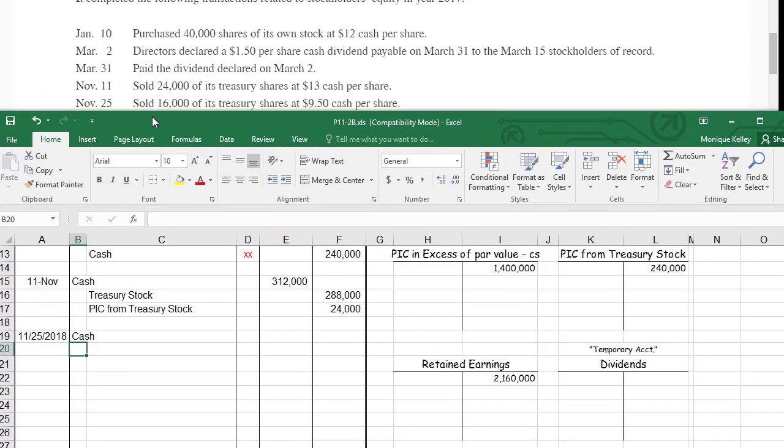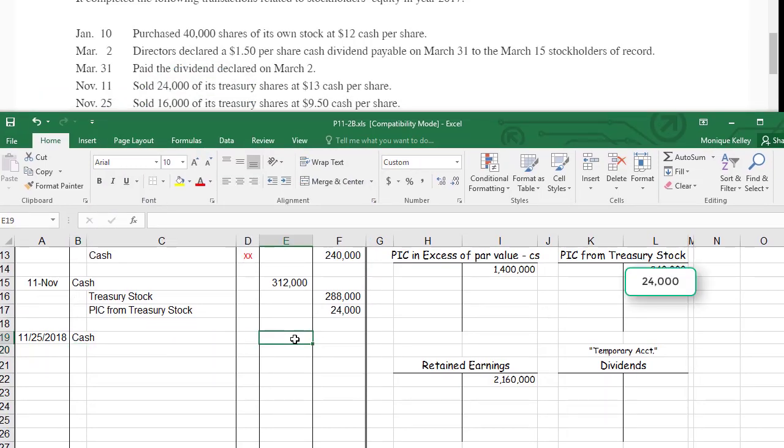And so that you can see what our problem says, we're going to take the $9.50 and then multiply that by the 16,000. And that's how much cash we're going to get. But keep in mind that the treasury stock originally cost us $12. So we're going to have to take the 16,000 and multiply it by the cost that we originally purchased it at. And then you'll see that 192 and 152, so we're out of balance.